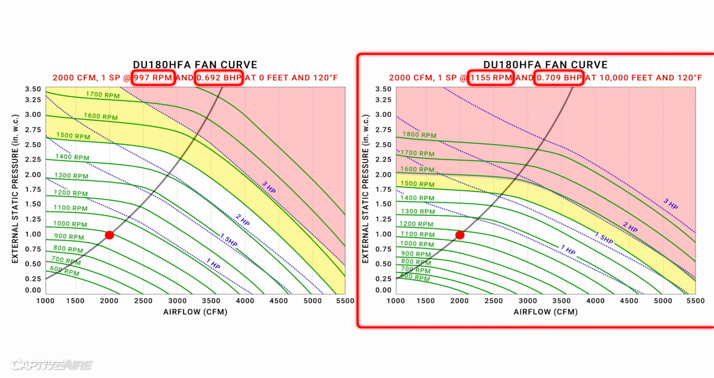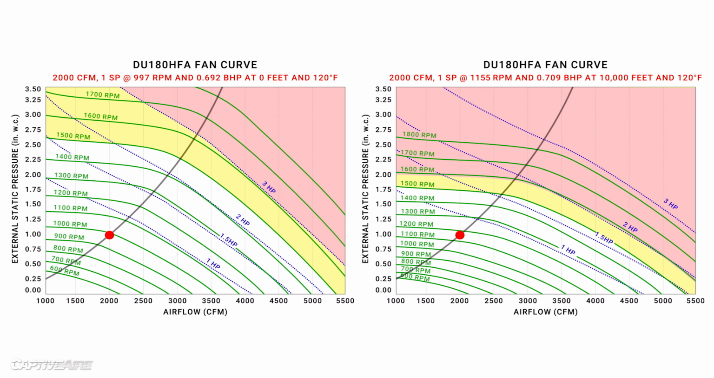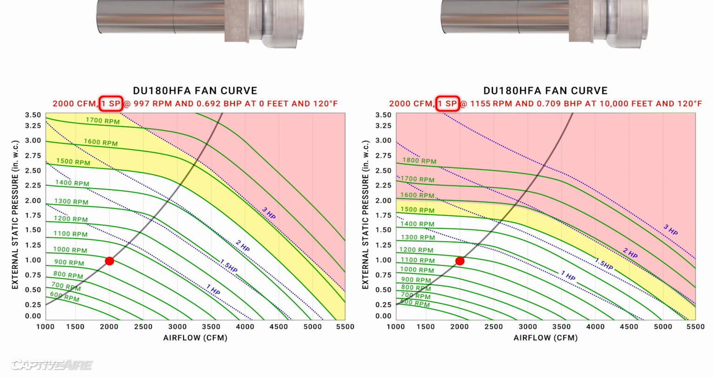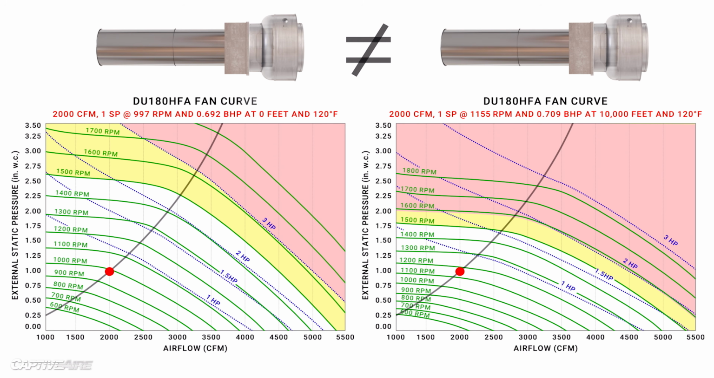So what gives? The difference is that this example is calculating fan performance at the same CFM, but also the same static pressure, which means these two systems cannot possibly be the same. The fans may be the exact same, but the system at elevation has to have some feature that is more restrictive, like a smaller duct section, for example. Otherwise, it could never achieve the exact ratio of 2000 CFM and 1 inch of static at 10,000 feet.